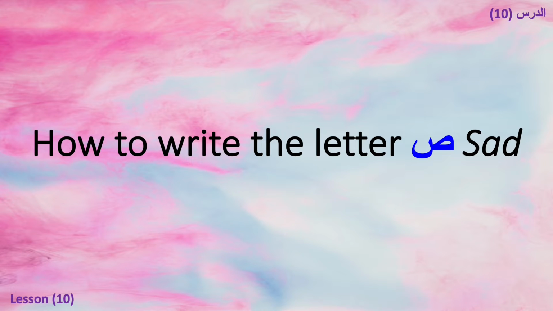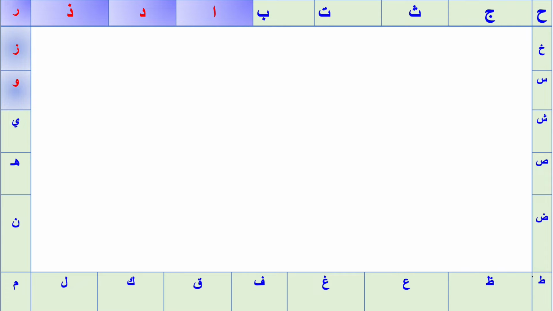In this lesson we will look at the different shapes of the letter Saad. As you can see in this slide, we have divided the letters into two groups: those that can connect from both sides with a preceding and a following letter, and those that can only connect to the right hand side.